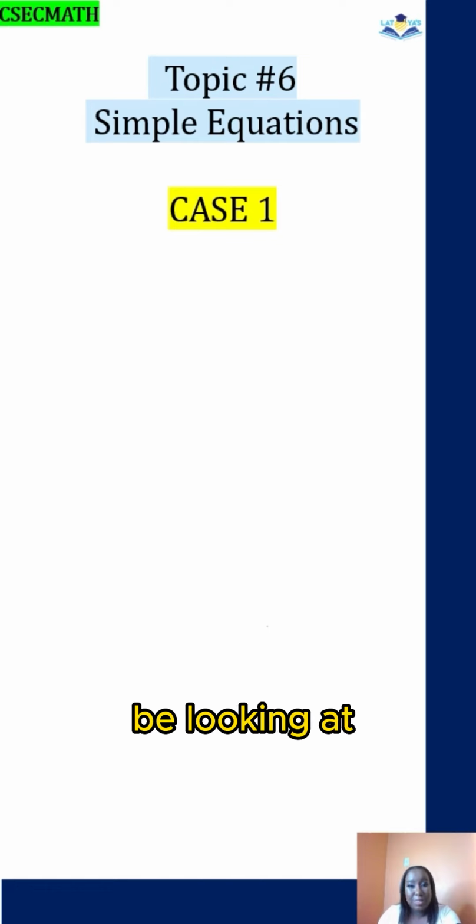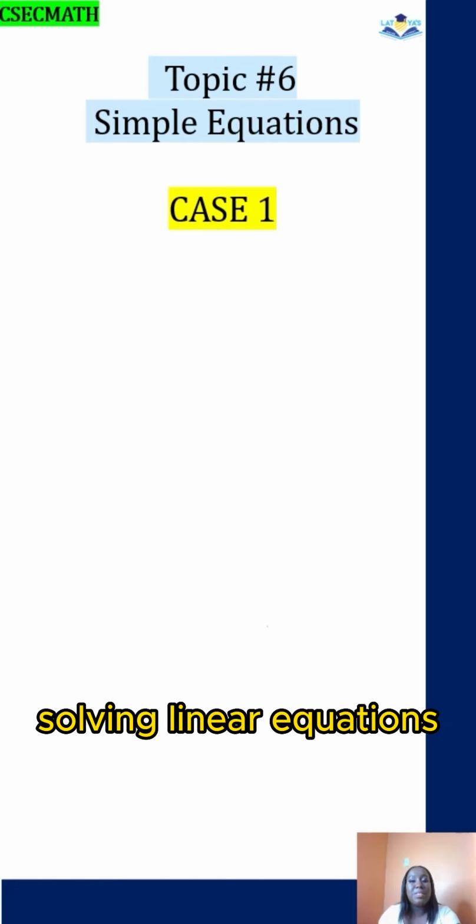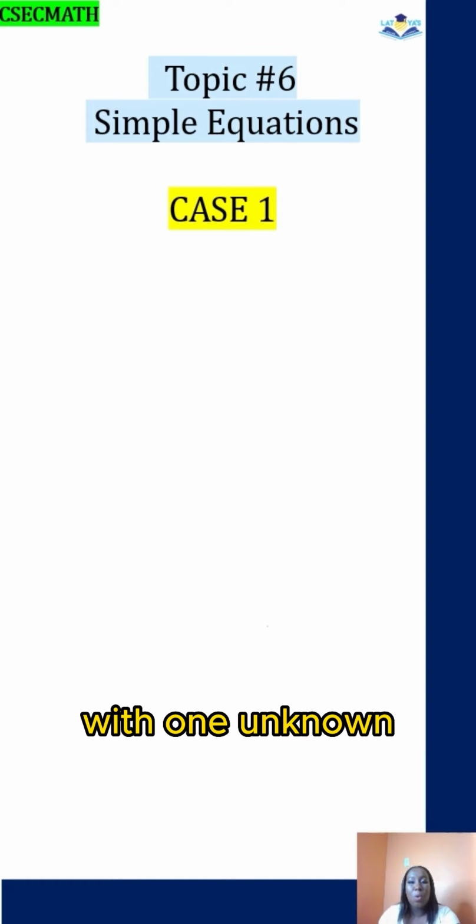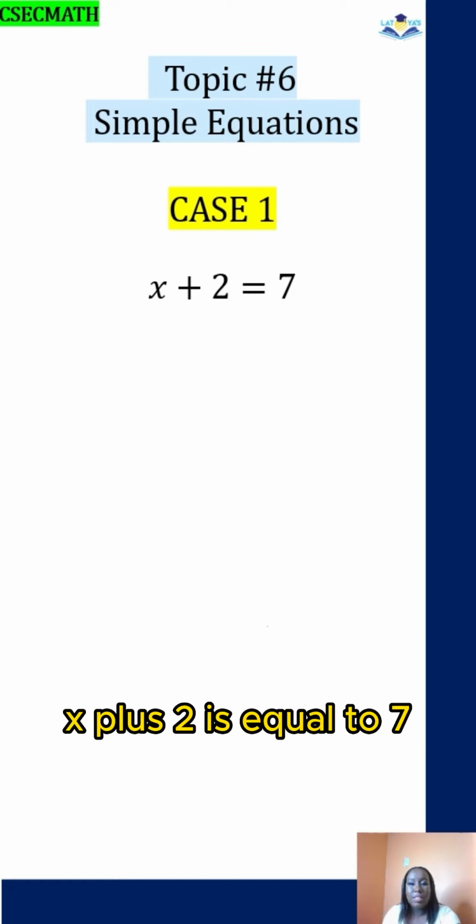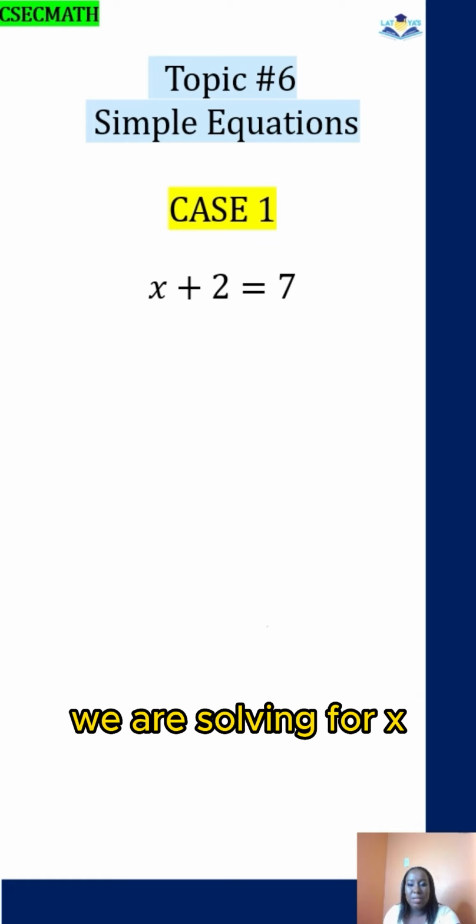Topic 6, we'll be looking at simple equations. In cases 1 to 4, we will be solving linear equations with one unknown. Now this is case 1. Here we have x plus 2 is equal to 7. We are solving for x.